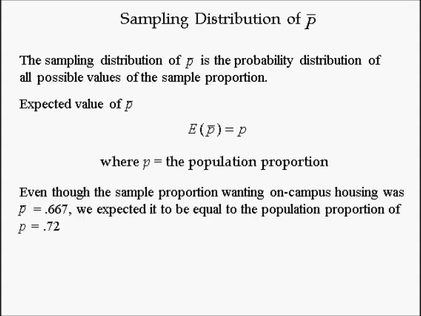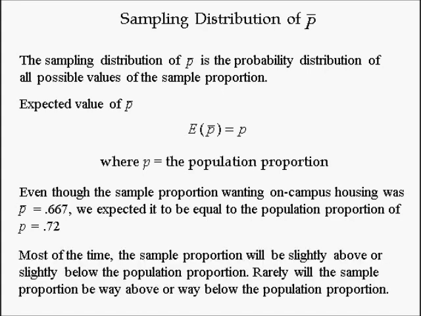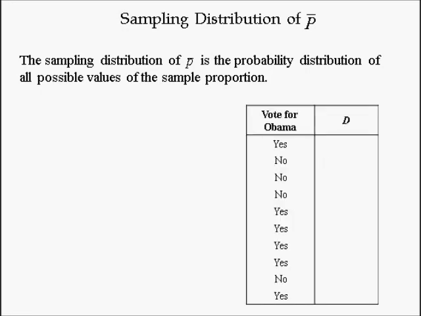Recall the St. Andrews College example. Even though the sample proportion wanting on-campus housing was equal to 0.667, we expected it to be equal to the population proportion of 0.72. Most of the time, the sample proportion will be slightly above or slightly below the population proportion. Rarely will the sample proportion be way above or way below the population proportion. The previous slide suggests there is variation among proportions computed from random samples of the same size from a population.